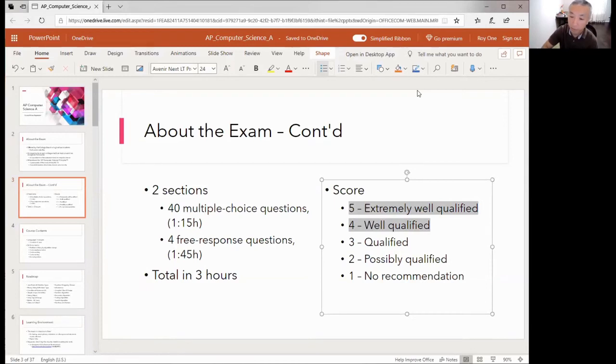Do you see it clearly? So 5 means extremely well qualified, and 4 means well qualified. You just need to forget everything else. You don't need them.